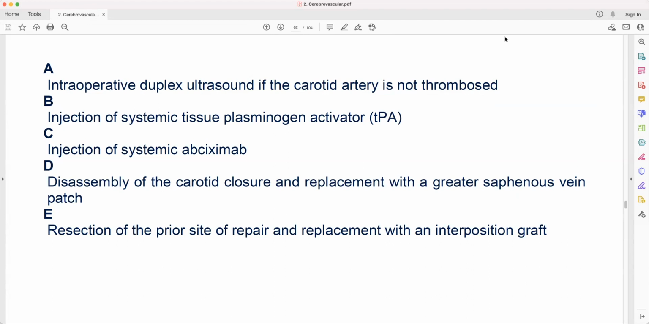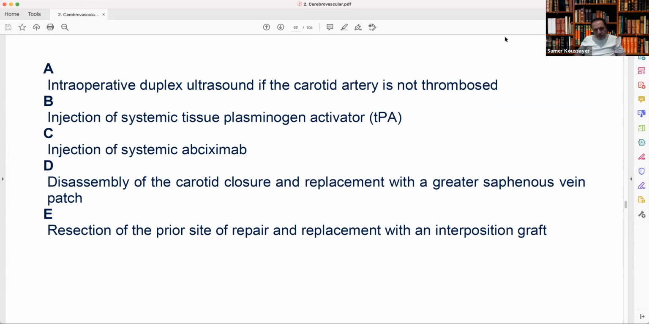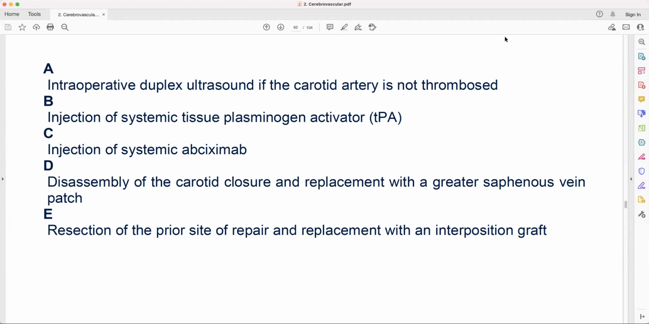Okay. Or resection of the prior site of repair and replacement with an interposition graft. Also, that's not it. So again, the best way is, I think, number 8. Do ultrasound. Yes. Okay.